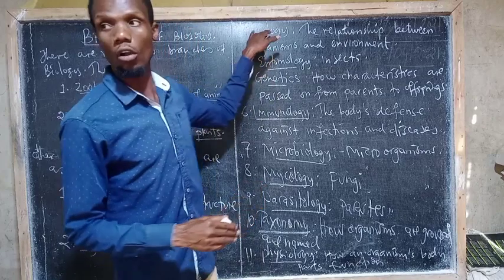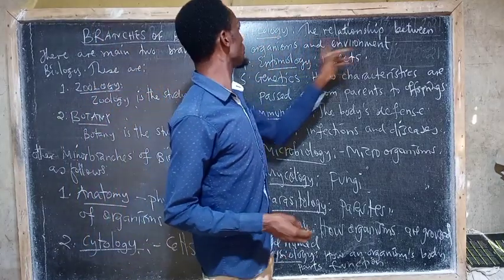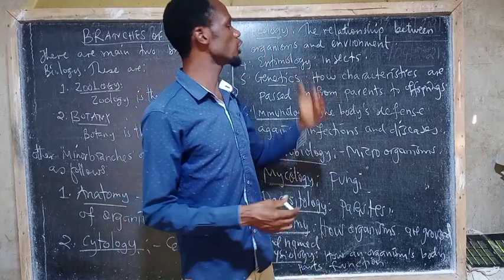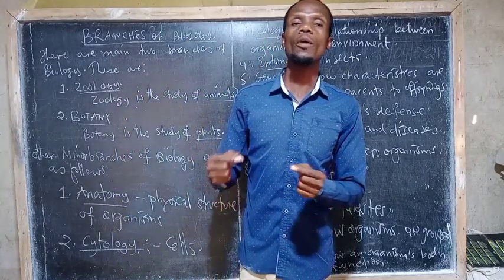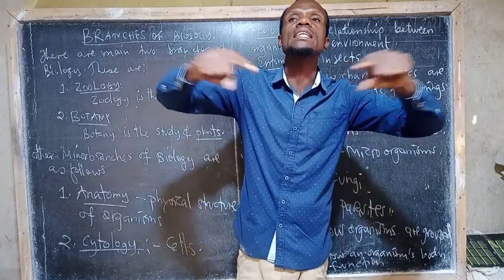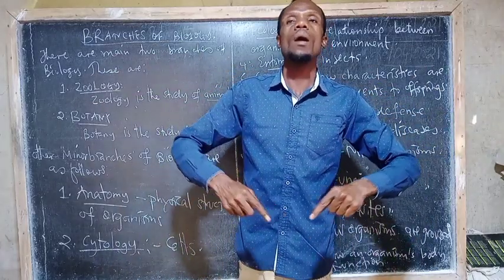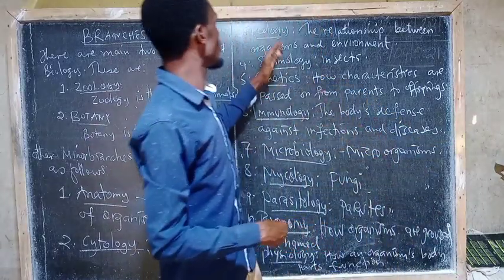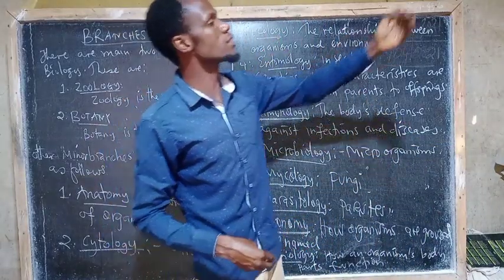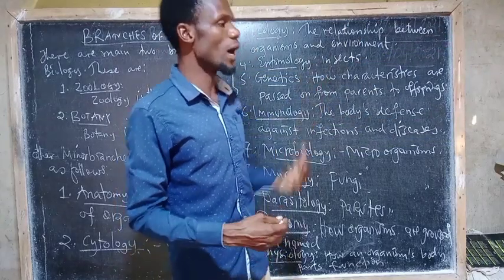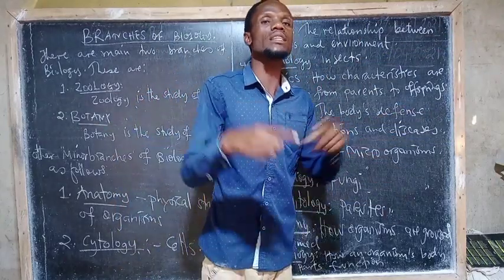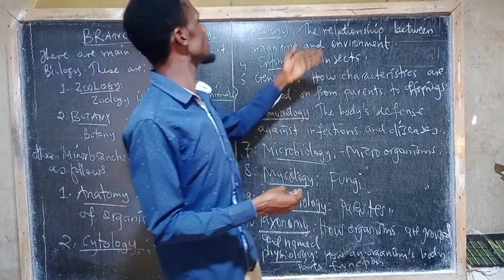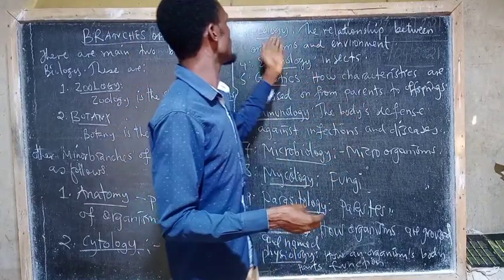Then we have ecology, the relationship between organism and environment. Hapa ni kujifunza, ecology ni kujifunza uhusiano uliopo kati ya kiumbe hai na mazingira yanayomzunguka kiumbe hai. Kwamba huyu kiumbe hai anazungukwa na mazingira gani? Hiyo tunaita ecology. Maana yake ni mahusiano ya mazingira na huyo kiumbe hai. Kwa mfano, sisi tunazingirwa na mazingira gani na tunategemeana nini?